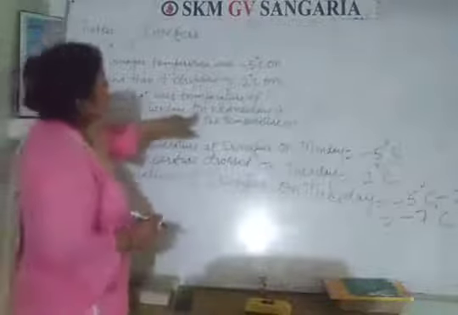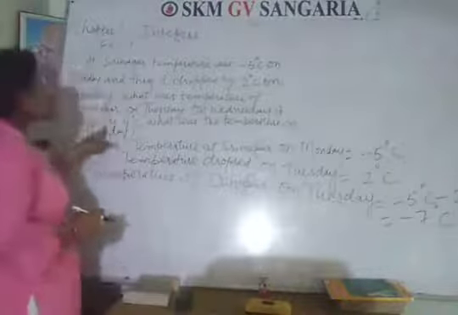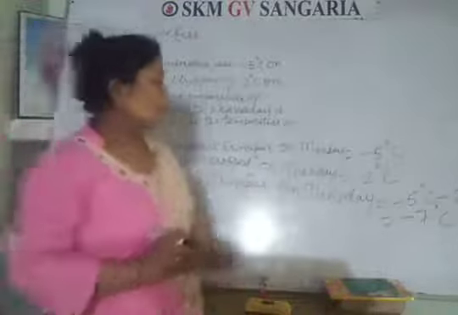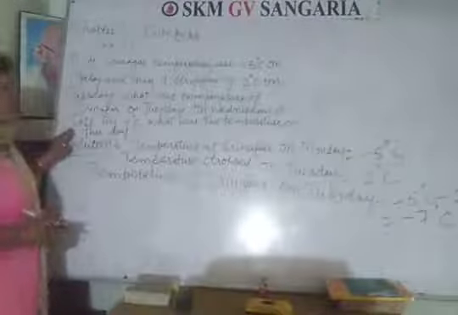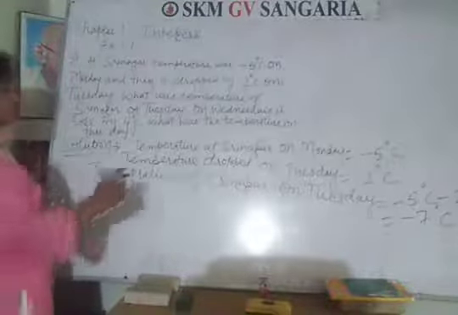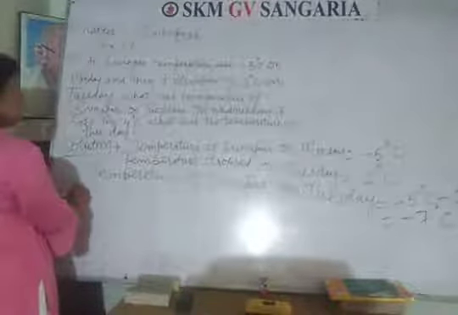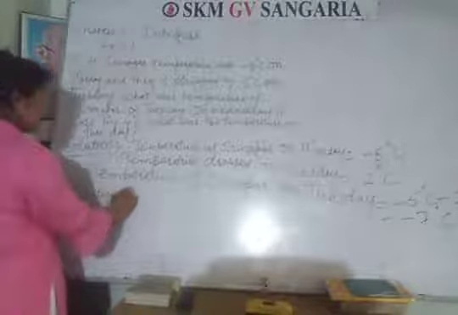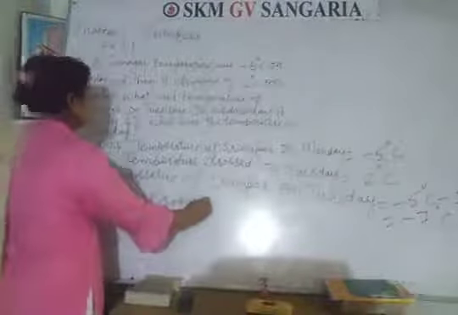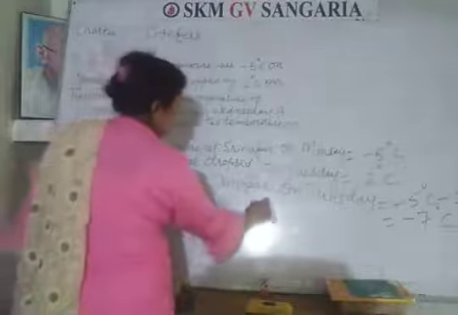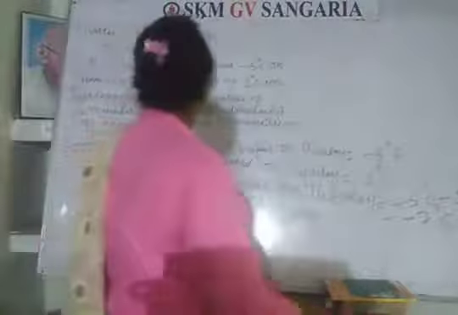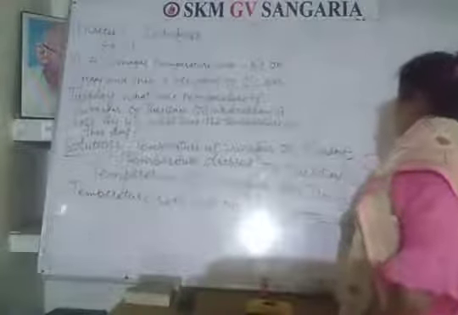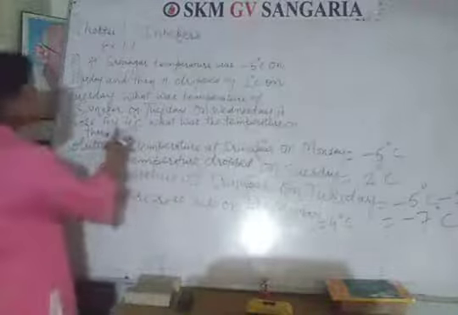Now, the second part is, on Wednesday, it rose up by 4 degrees Celsius. After Tuesday, the temperature has risen by 4 degrees Celsius. Temperature rose up on Wednesday. On Wednesday, how much has it risen? 4 degrees Celsius. Now, what will be the temperature on this day? This day means on Wednesday.